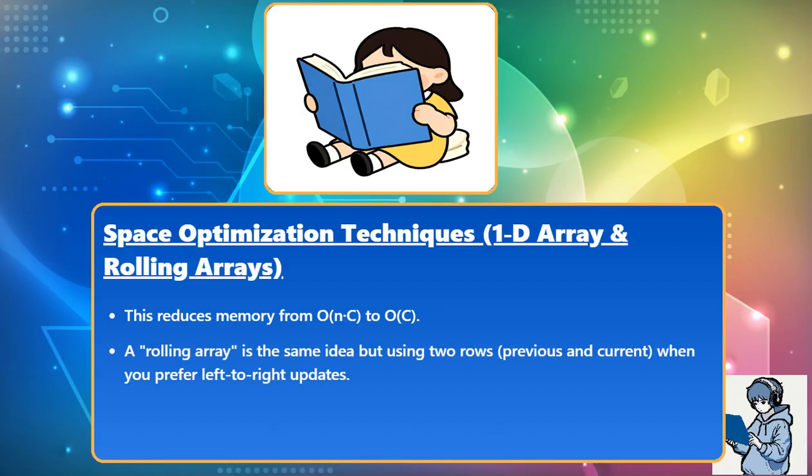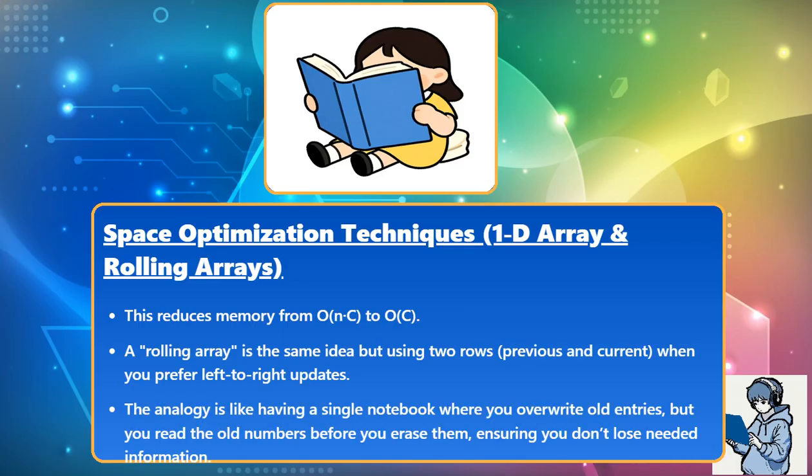A rolling array is the same idea but using 2 rows, previous and current, when you prefer left to right updates. The analogy is like having a single notebook where you overwrite old entries, but you read the old numbers before you erase them, ensuring you don't lose needed information.